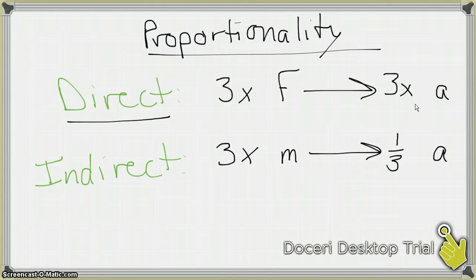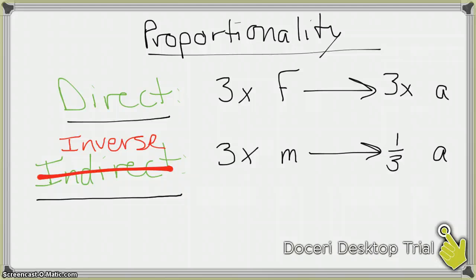Now, indirect proportionality just means that if you increase the mass, you actually decrease the acceleration. And in fact, it goes like this. Increase the mass by 3 times, and the acceleration drops down to 1/3 of what it was. If you were to increase the mass by 4, then the acceleration would drop down to 1/4 of what it was. That's indirect proportionality. There's still a relationship between mass and acceleration. It's just that when you increase the one, you're decreasing the other. Direct proportionality, you increase the one and you increase the other.